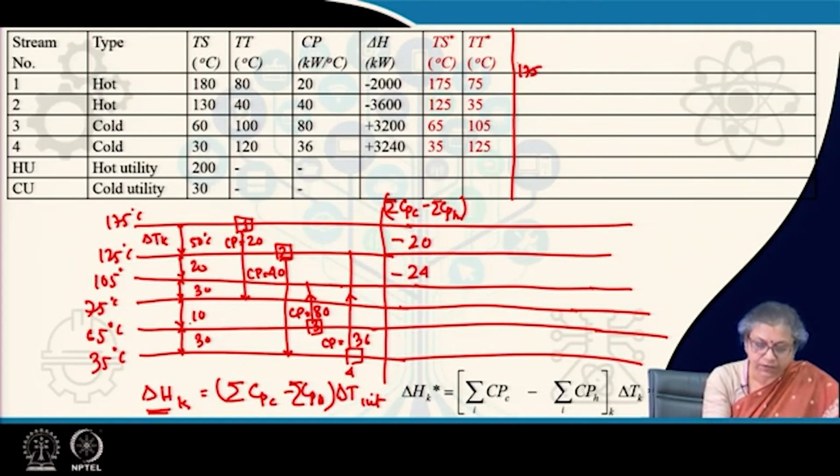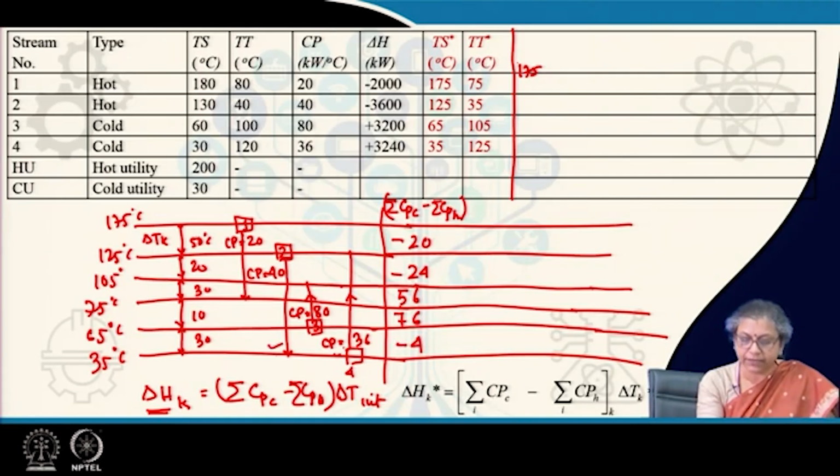Again for this interval we have one hot stream and two cold streams, so this is going to be 56. For the next case I have 1 hot and 2 cold streams again, so this is going to be 76. For the last case it is going to be minus 4, there is just one stream and the other stream. So for each interval I find this out.